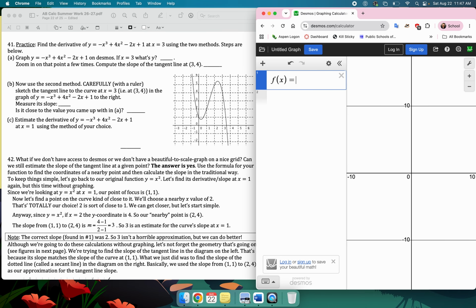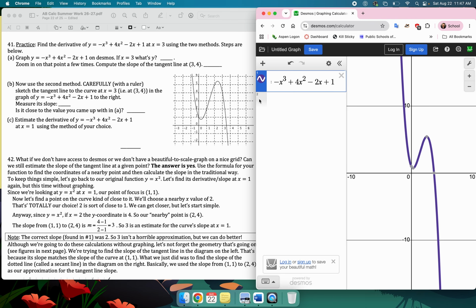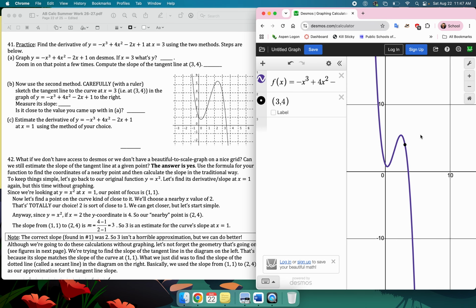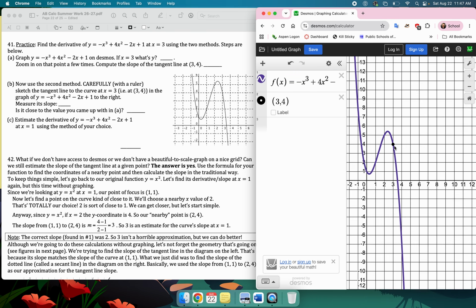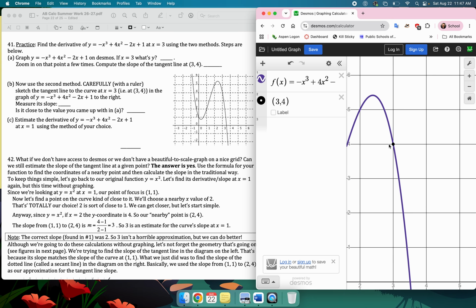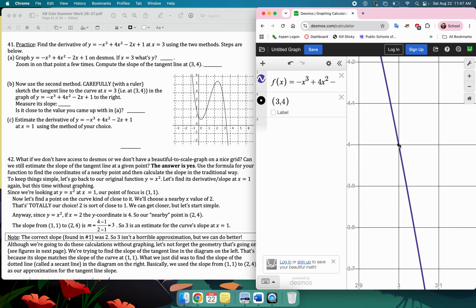So I've got the function negative x cubed plus 4x squared minus 2x plus 1. And I'm interested in the point 3, 4. I would like to find the slope of the tangent line going through that point. In other words, I want to find the derivative of this function at x equals 3. So method A is to just do what I just did and zoom in on this point, and hopefully I can estimate what the slope is.